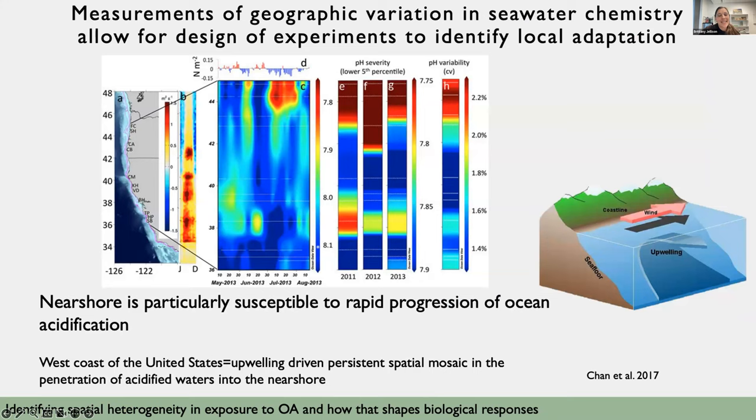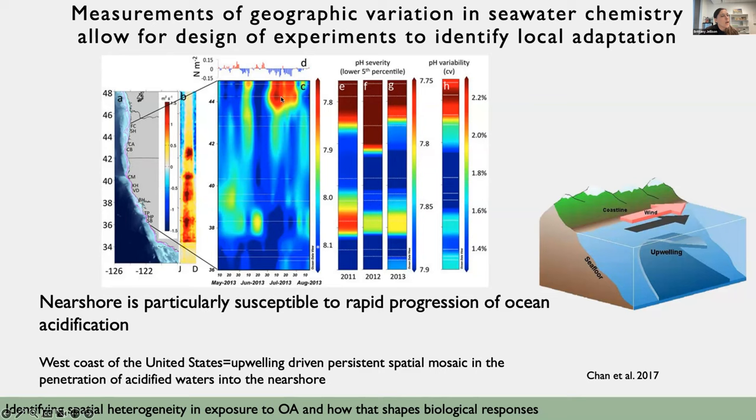The last example of how monitoring the coastal nearshore conditions can help us make better predictions is thinking about spatial heterogeneity and exposure to low pH or reduced aragonite saturation, whatever parameter you are particularly interested in. I'm going to highlight some of the work that was done on the West Coast in this really great monitoring network, where there were CFETs placed in the intertidal along the West Coast of the US for about 5 years, which allowed for a snapshot of the severity of pH exposure along that coast.